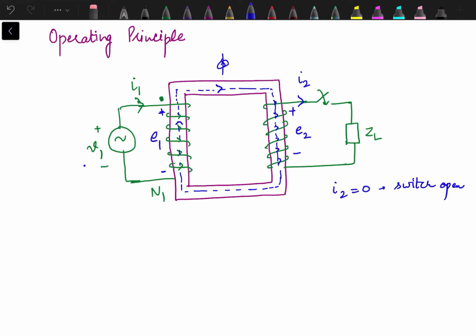Now what we see over here, that this V1 and E1, they are of opposite nature. This is due to Lenz's law, because E1 is produced because of V1 only. So the response is opposing its cause.